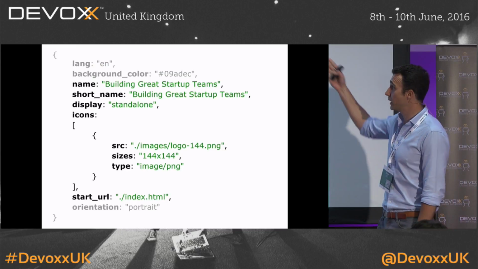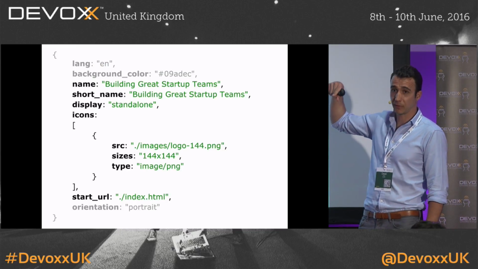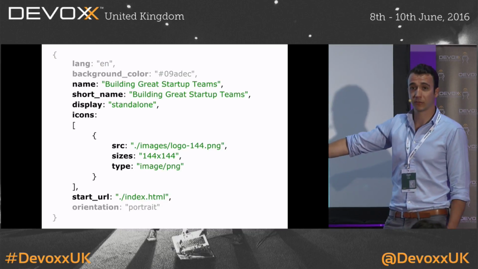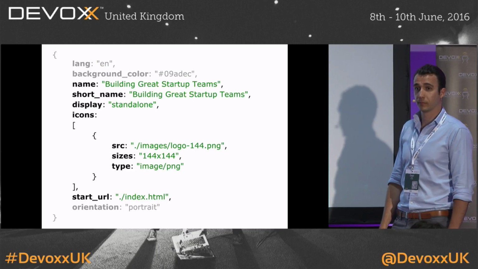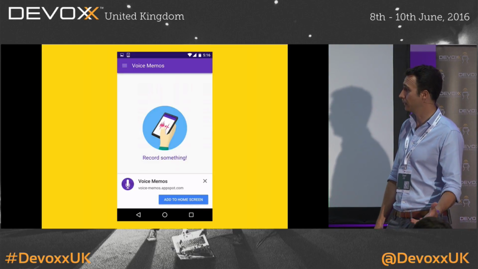And that really gives you an example of what this would look like. This is the same manifest file I was talking about earlier. It's got the logo, it's got the start URL, and it even decides on the orientation, which is portrait. And it'll appear exactly like that.